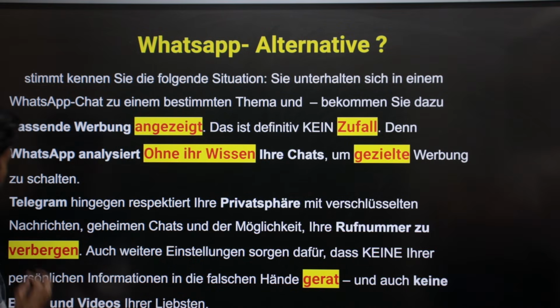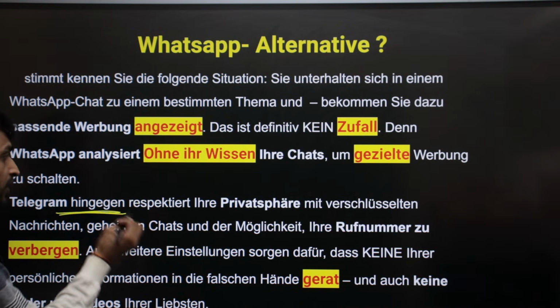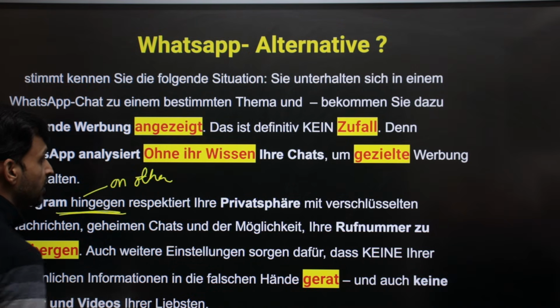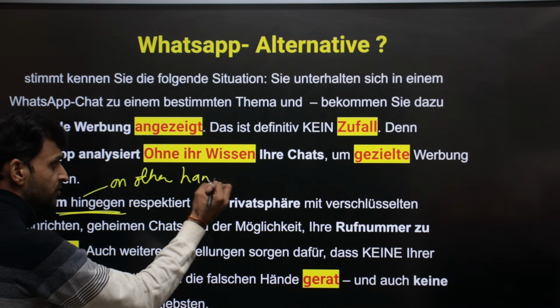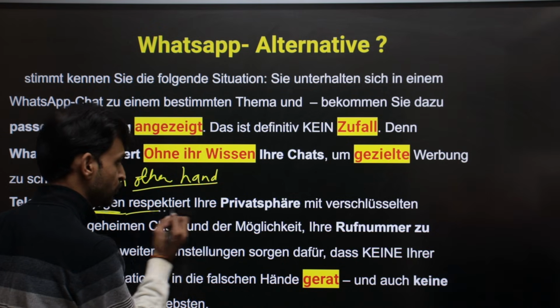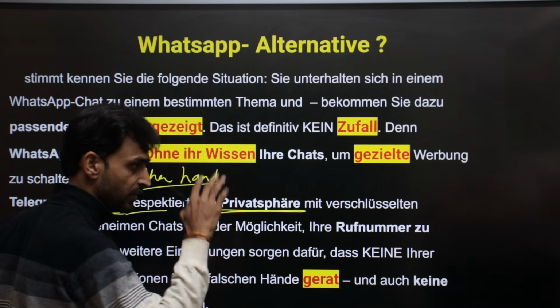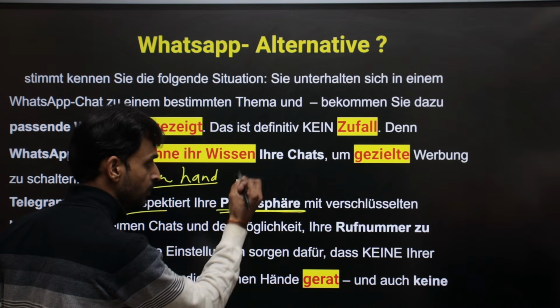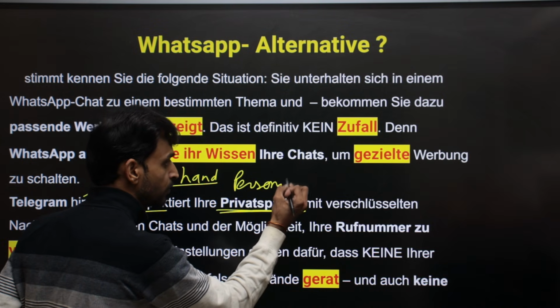Now what is mentioned? Telegram hingegen. Hingegen means on the other hand. Now we see what Telegram is doing on the other hand. This is just an advertisement. We are learning vocab. Telegram hingegen respektiert ihre Privatsphäre. Telegram respects your private sphere, your private area, your personal life.